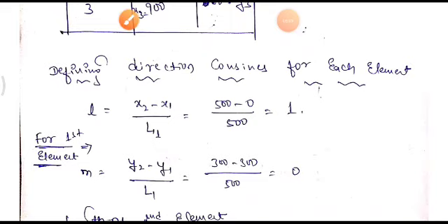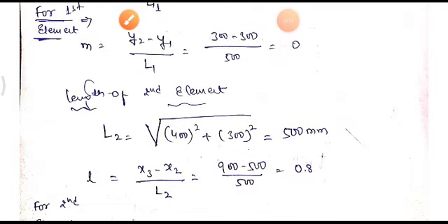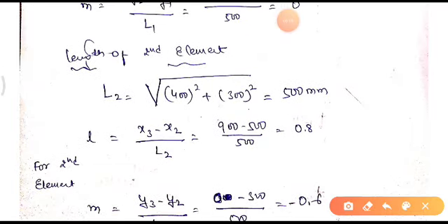Similarly, we need to calculate the direction cosines for the second element. We have already calculated the length of the second element, where we applied Pythagoras theorem.